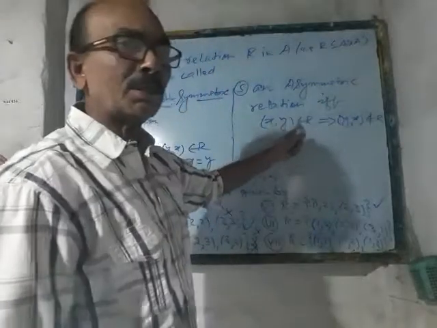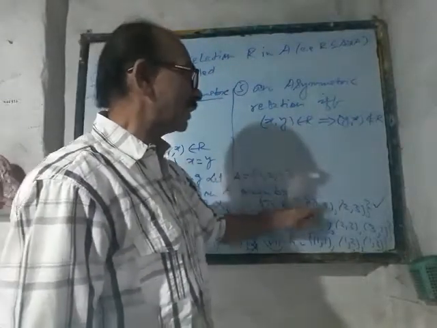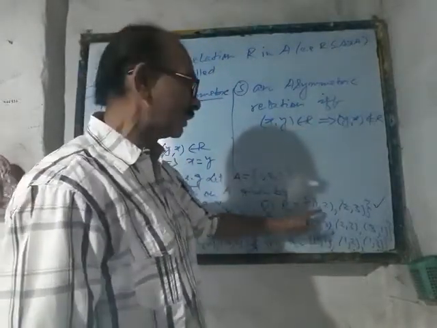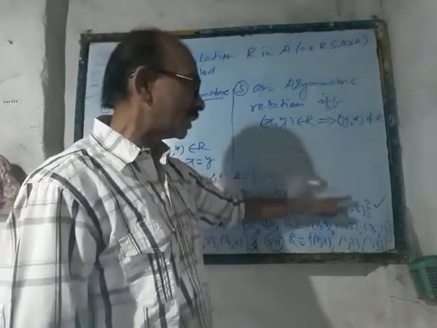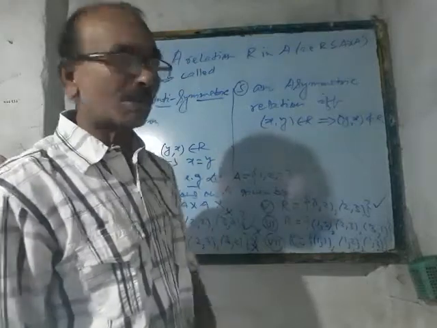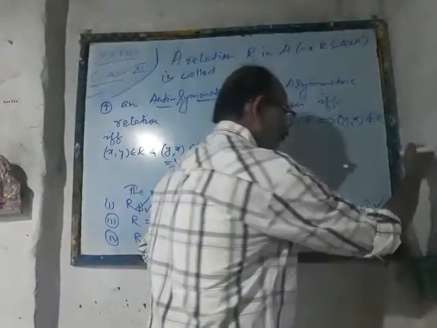So far as asymmetricity is concerned, again asymmetricity is not contradicted, because 1, 2 is there, 2, 1 is not there, whatever the definition says. 2, 3 is there, but 3, 2 is not there, so this is also asymmetric.